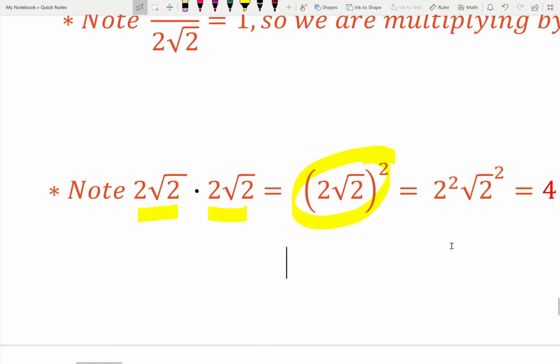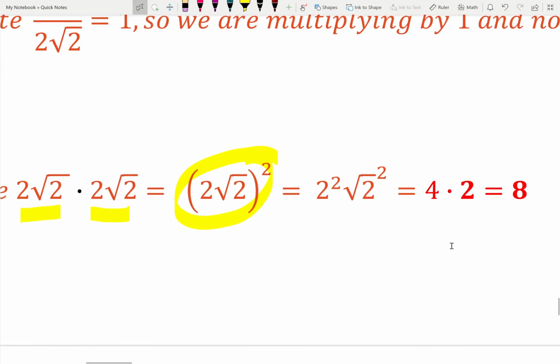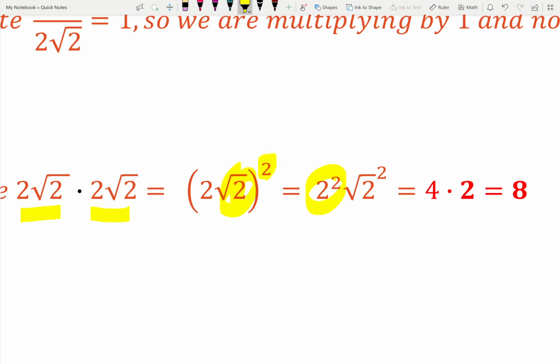Whenever you square some sort of product, I can take this square and put it on each individual component. So I can take 2 squared, which is what I did here, and then square root of 2 squared, which is what I did right here. So what is 2 squared? 2 squared is 4, but square root of 2 squared is just 2. So I have 4 times 2, which equals 8.